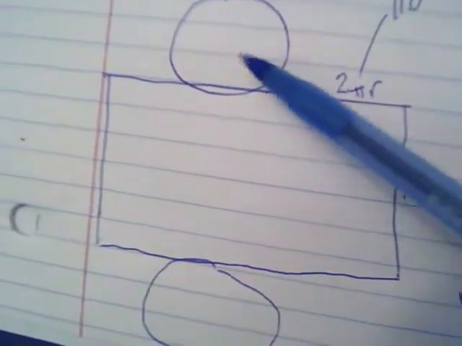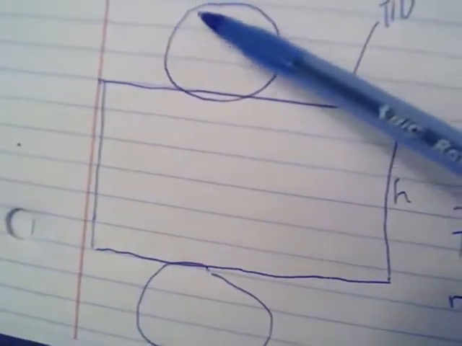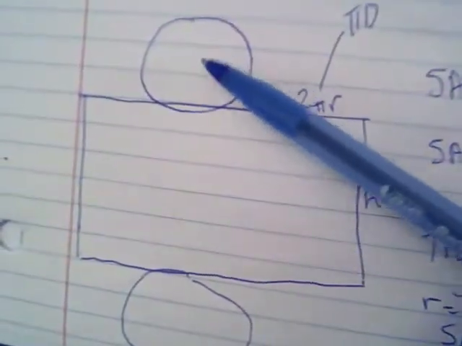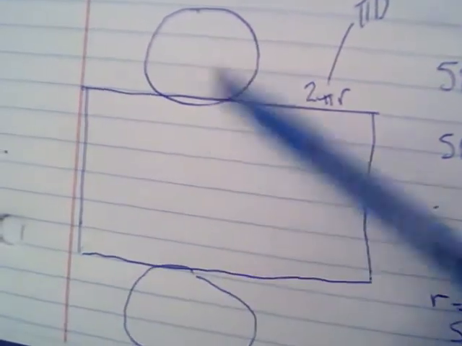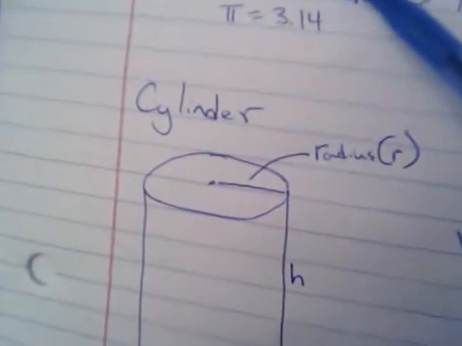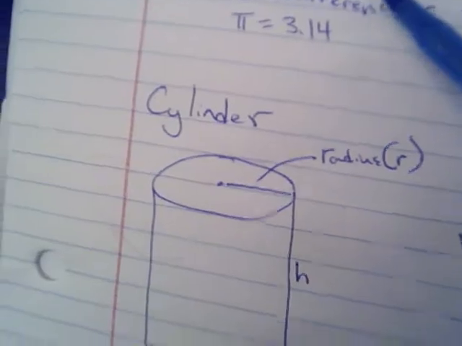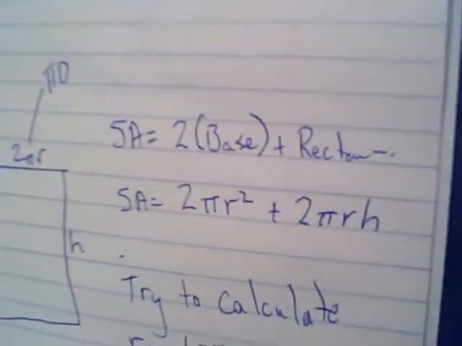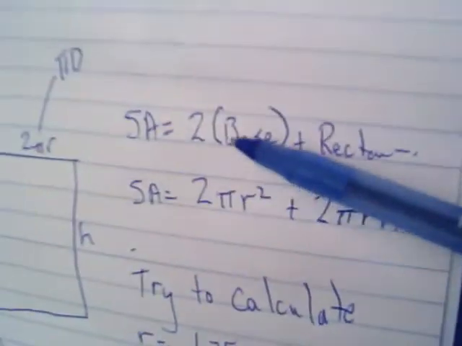Then all you really need to think about is you need to get the area of one of the circles and multiply it times 2. And that's, again, the same old formula here for area, pi times the radius squared. Okay, so what we want to do is just take a look at this formula here. And this is what you need to know.